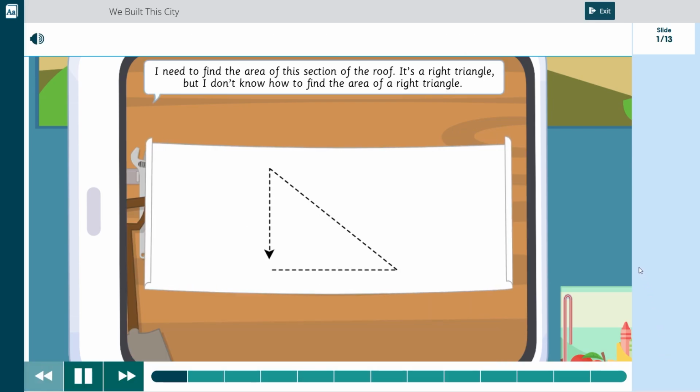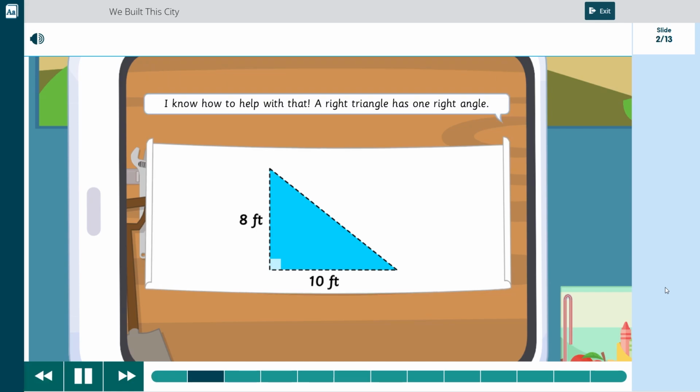I need to find the area of this section of the roof. It's a right triangle, but I don't know how to find the area of a right triangle. I know how to help with that. A right triangle has one right angle.